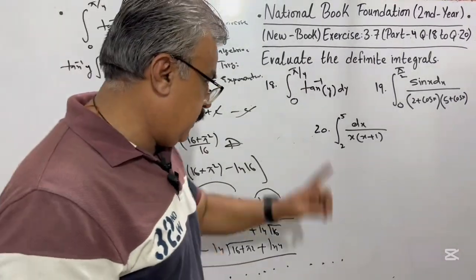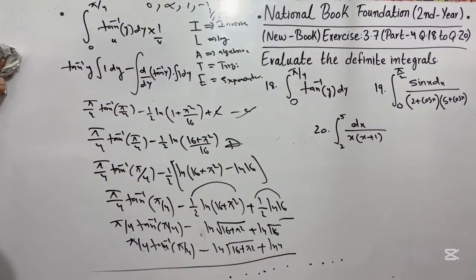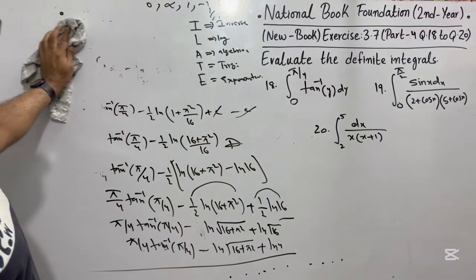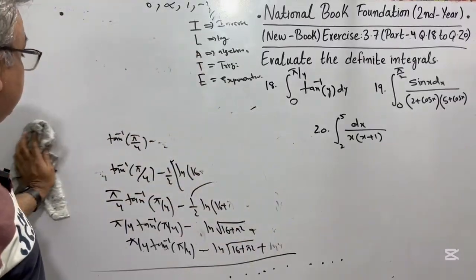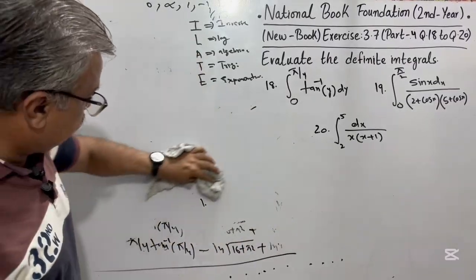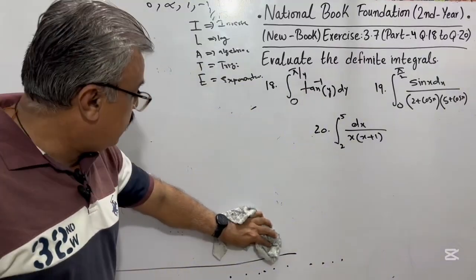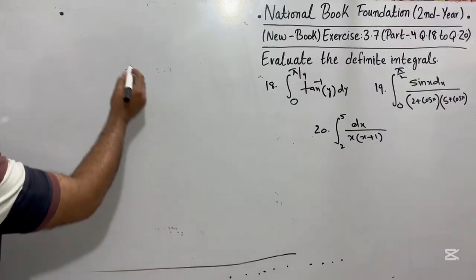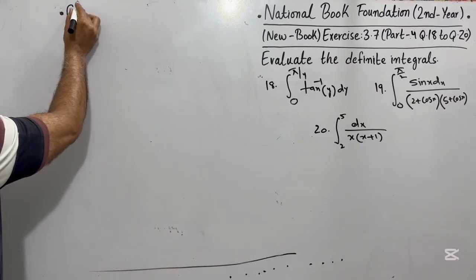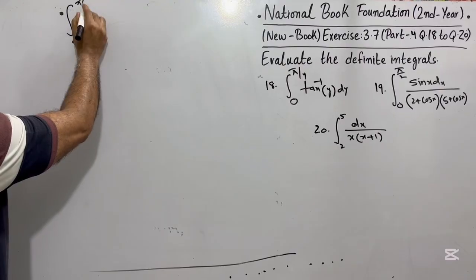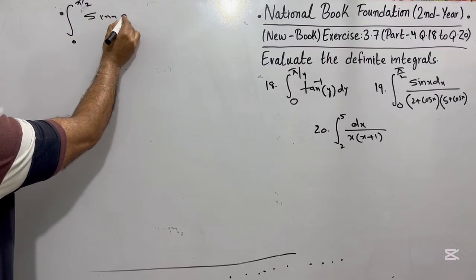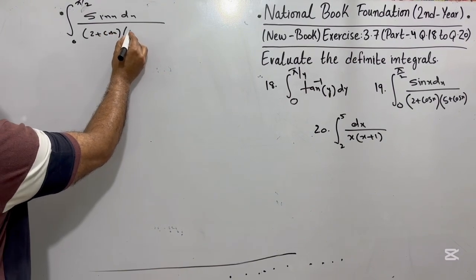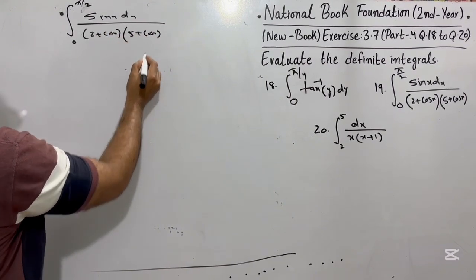Moving towards question number 2, 0 to pi over 2. It's a good question. It is a standard question. Such types of questions are present in our Sukkur board, Sindh board books, two to three questions. They have given one, and I like this very much. It's a partial fraction case. How to reduce to partial fraction? The integral from 0 to pi over 2 of sin x dx over 2 plus cos x times 5 plus cos x.